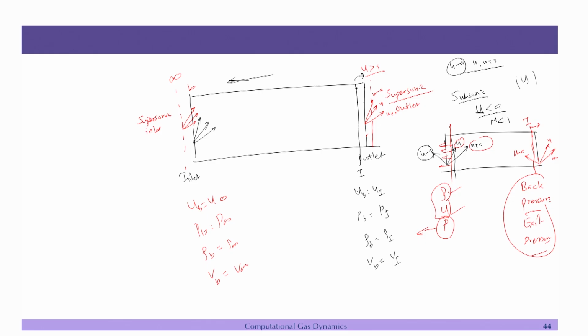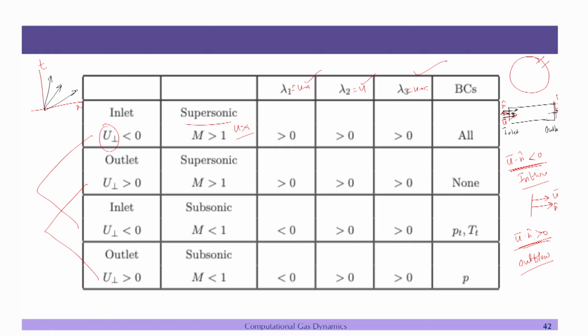So, once we go back to that table. Okay. So, in the supersonic inlet and outlet, we have all the eigenvalues positive. So, everything is going right running. Okay. So, at the inlet you specify all the boundary conditions, at the outlet you specify none.